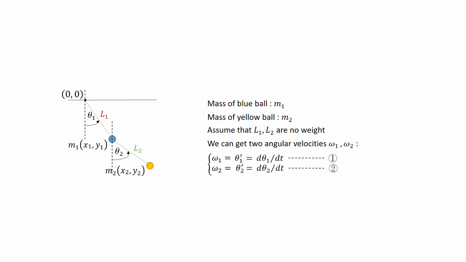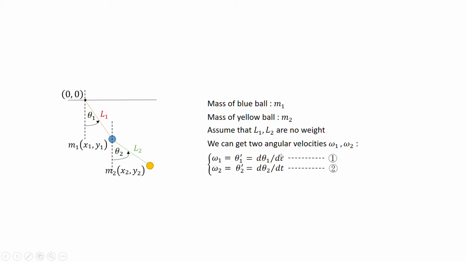Mass of the blue ball, M1. Mass of the yellow ball, M2. Massless wires are named L1 and L2. The angles the two wires make with the vertical line are denoted as theta 1 and theta 2. Gravity is G, time is T. Position of M1 is x1, y1. Position of M2 is x2, y2.